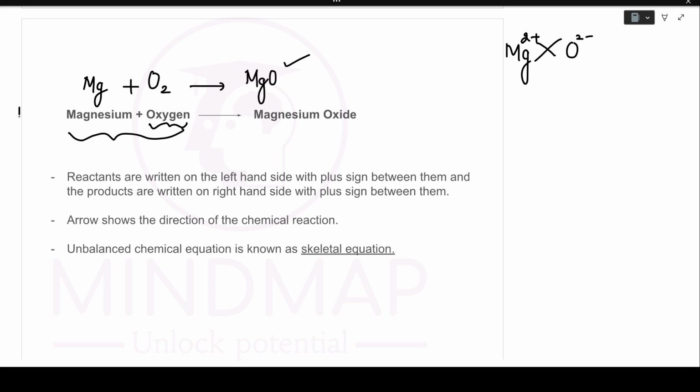Other than this, what you should know about the chemical equation is that what is written on the left hand side are called reactants, and on the right hand side are the products. And if you have more than one reactant or product, they are separated by a plus sign. See here, this is separated by a plus sign. And what does this arrow show? This shows the direction of the chemical reaction. Now this equation, Mg plus O2 gives MgO, is an unbalanced equation. And this kind of unbalanced equation is known as a skeletal equation.